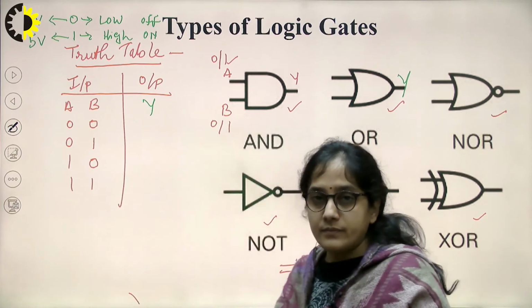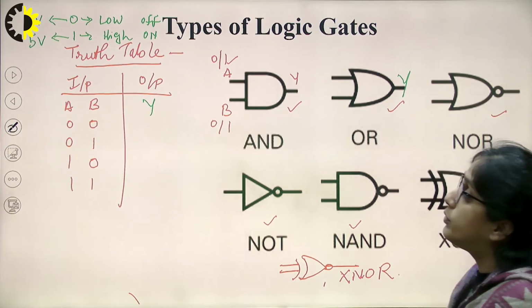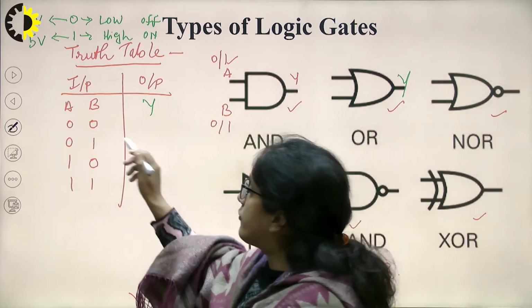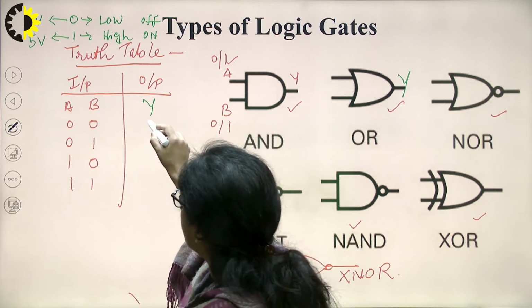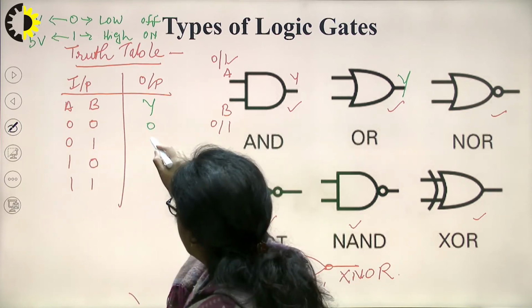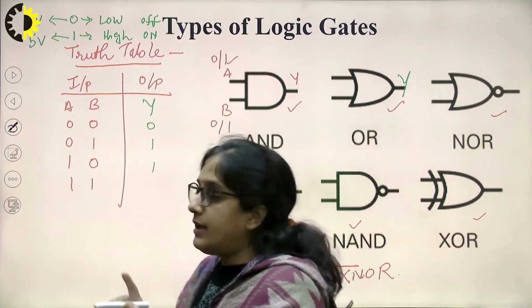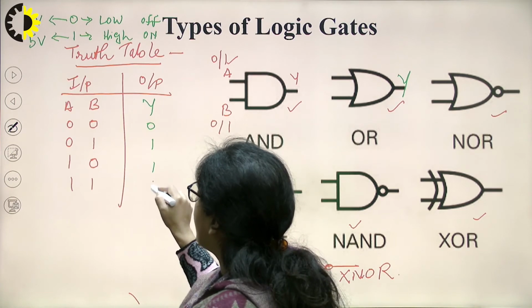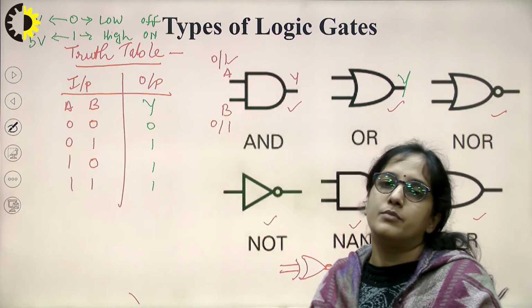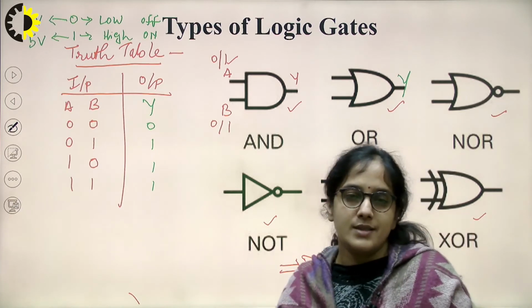Here I am saying that for the OR gate the output will be high if either one input is high. So for the first case both the inputs are 0, so the output is 0. Here B is high, so the output is high. Here A is high, that is why the output is high. And in the last case both the inputs are high, so the output is high, because the minimum criterion that one input must be high is satisfied.